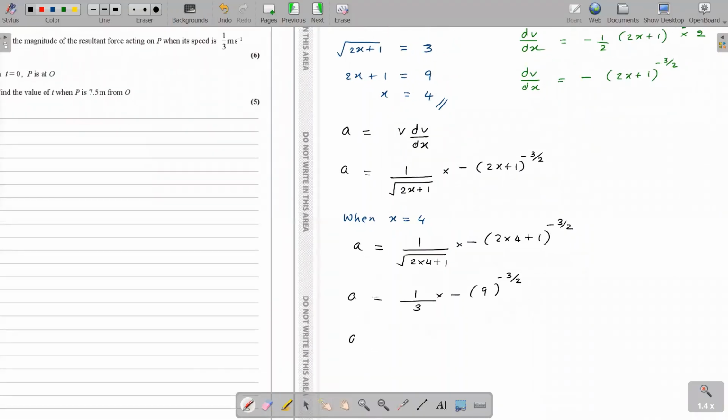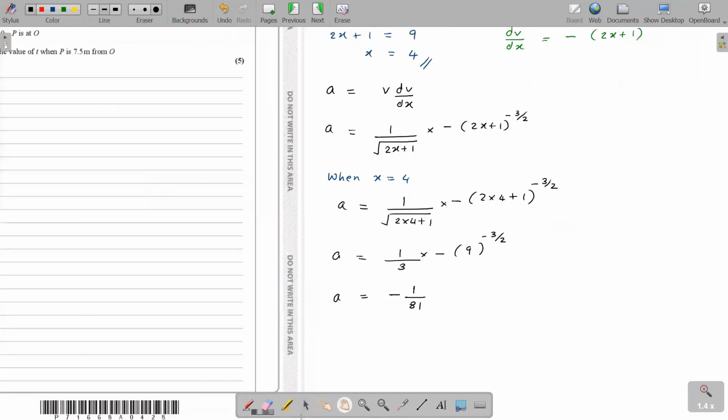So acceleration will be, yes, minus 1 over 81. Right, minus 1 over 81. Now, this negative mark is because acceleration is always directed towards the center. So all you have to do here is find the magnitude. Okay, so we need the magnitude.